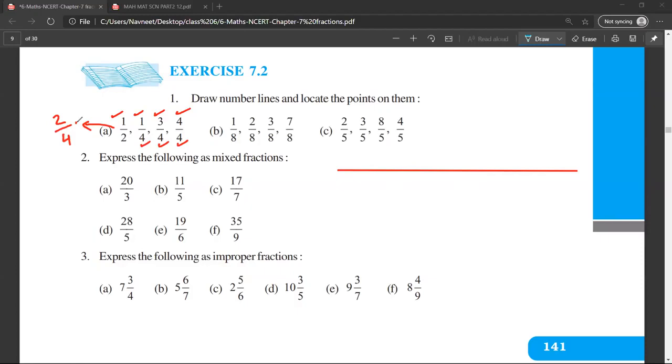Sarthak, is there any problem? So if this is 0, and this is 1, and I divide this line like this: 1, 2, 3, 4, 1 by 4, 2 by 4, 3 by 4. Is there any problem? No, sir. Okay.